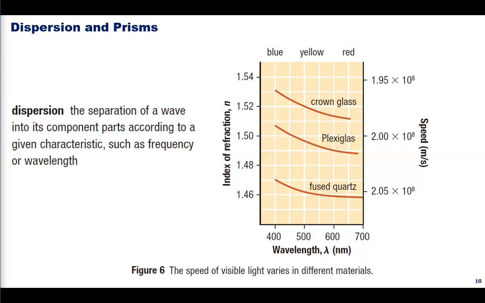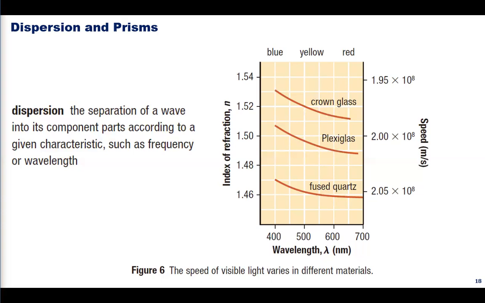So here, the index of refraction for a material depends on the wavelength of light. The index of refraction for red light at one end of the visible spectrum, and the index of refraction for blue light at the opposite end of the spectrum are slightly different for the same material. For example, figure 6 here shows that the index of refraction for red light is approximately 1.46, and the index of refraction for blue light is approximately 1.47.